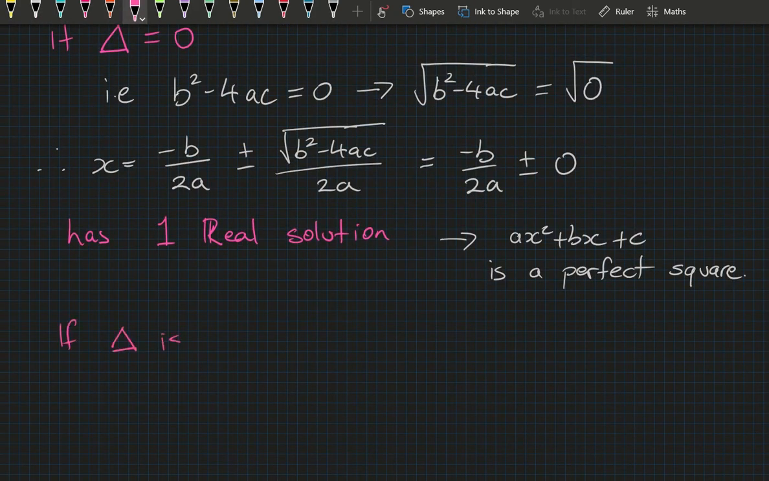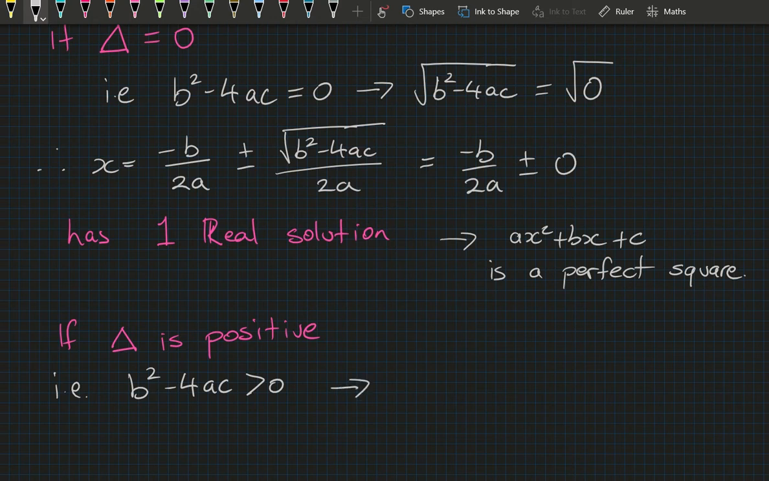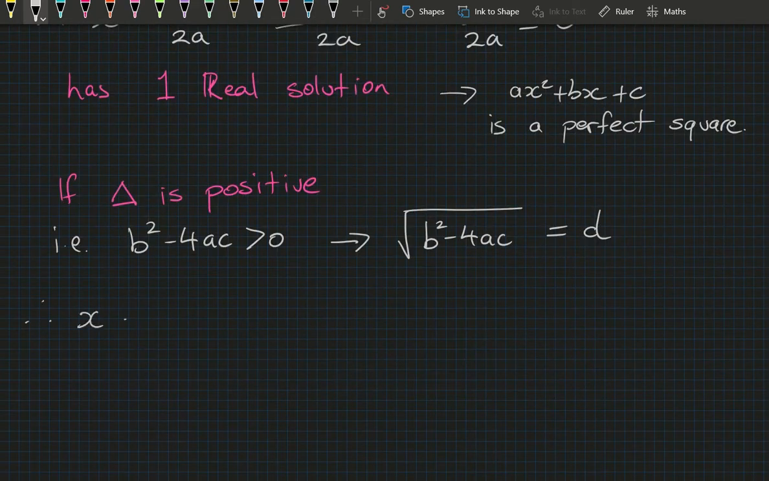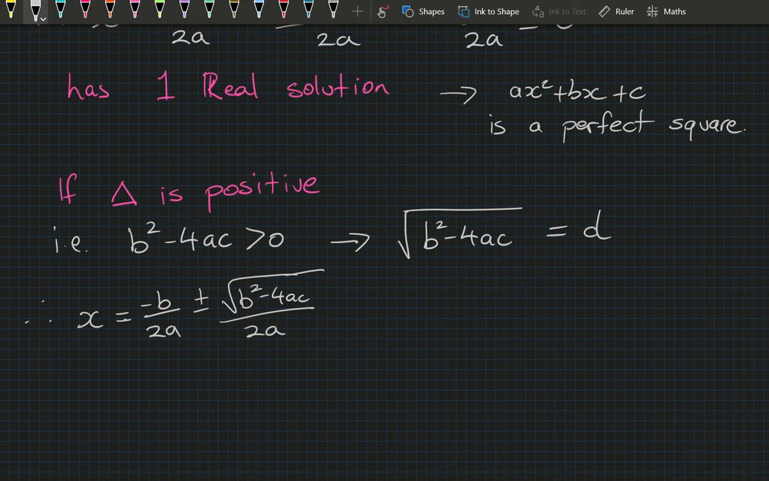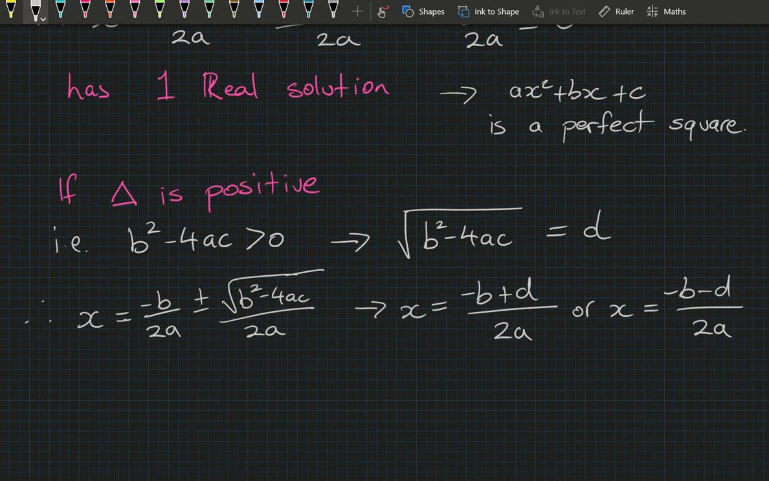And finally, if the discriminant is positive, which of course means that b squared minus 4ac is greater than 0, then the square root of the discriminant will equal some positive number, which we'll just call d. So this means that when x is equal to minus b on 2a plus or minus the square root of the discriminant on 2a, remembering we've called the square root of the discriminant d, then x is going to equal minus b plus d on 2a, or x will equal minus b minus d on 2a. And therefore our quadratic has two real solutions.